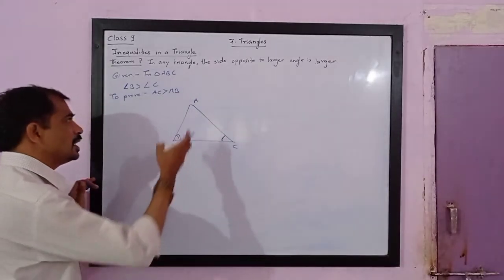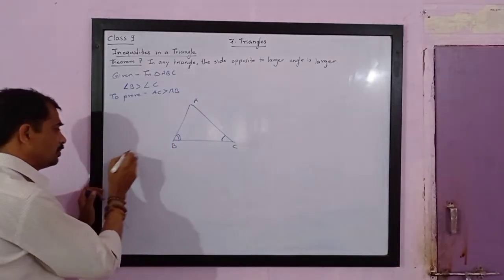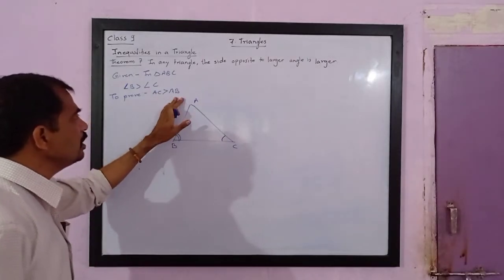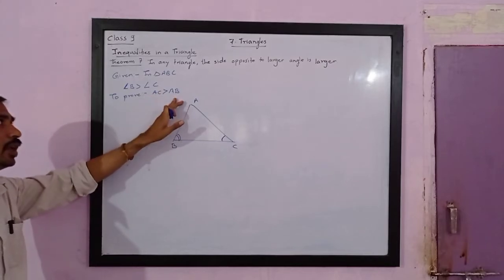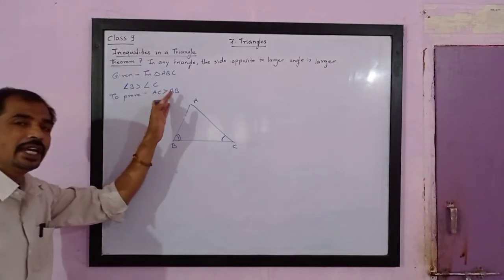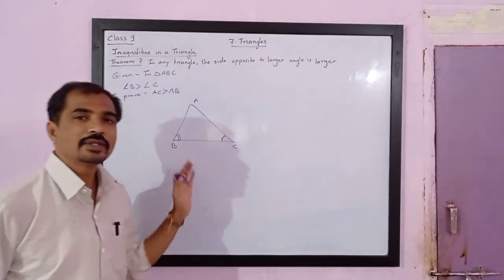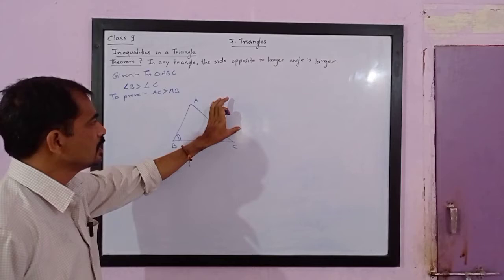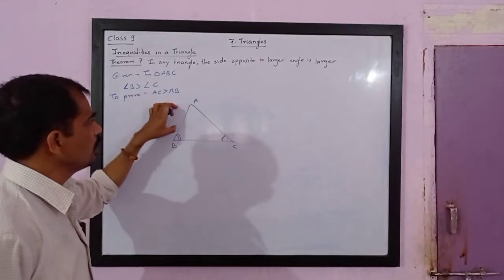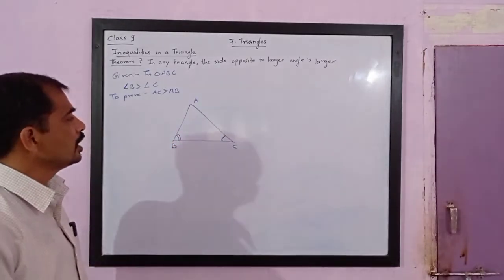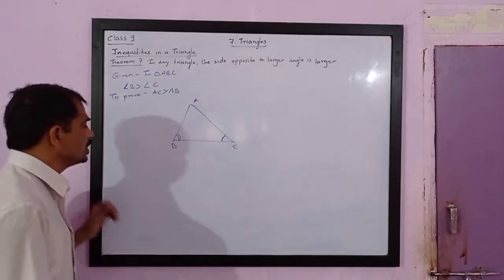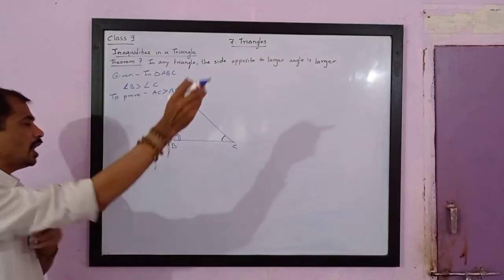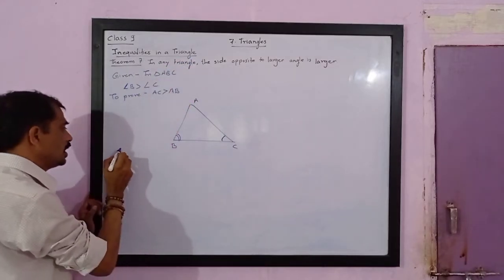Means there exist three cases. Either AC will be smaller than AB, or AC will be equal to AB, or AC will be greater than AB. Is there any other possibility? We don't have any other possibility. AC may be smaller than AB, equal to AB, or bigger than AB. There are three possibilities. So let us prove by the method of contradiction. Here we are going to consider three cases.